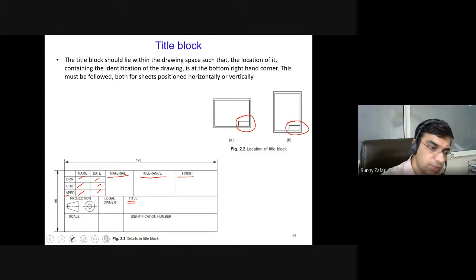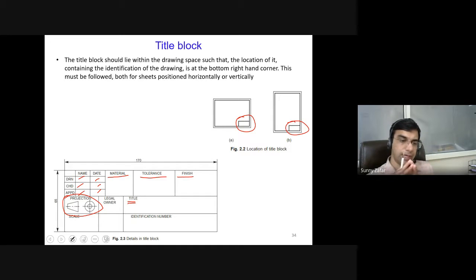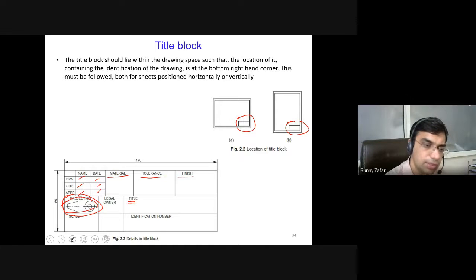Then it uses the projection symbols. So please recall, we had discussed the first angle projection and the third angle projection. As per BIS standards, or the drawings available in India, most of the industries follow the first angle projection. So this is basically the symbolic representation that the drawing, whatever is mentioned on the sheet, will be the first angle projection.